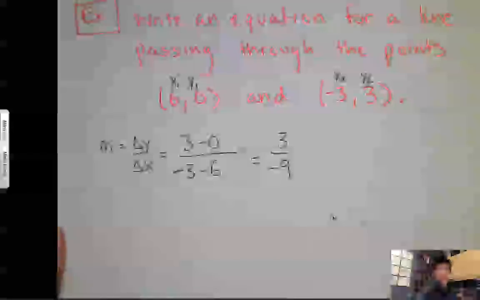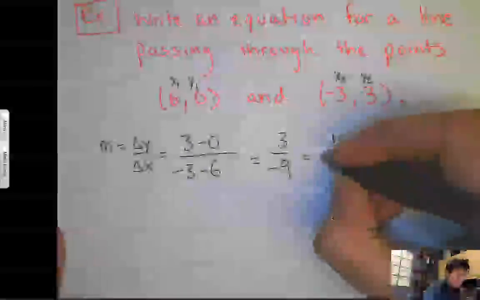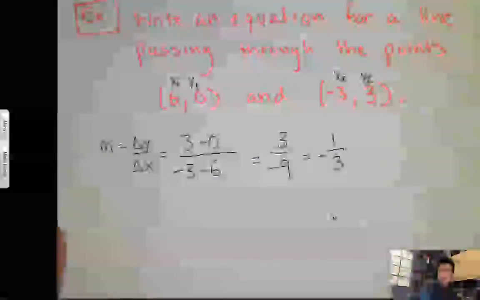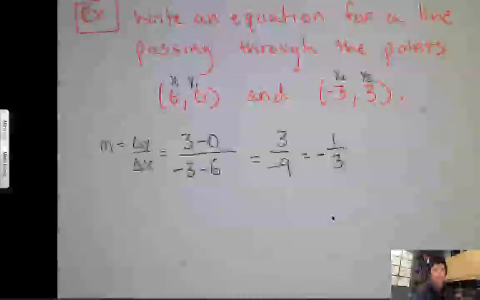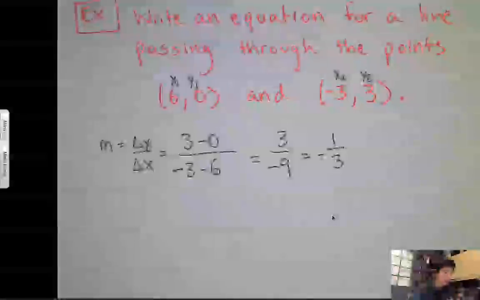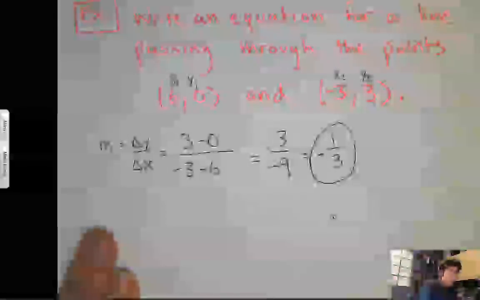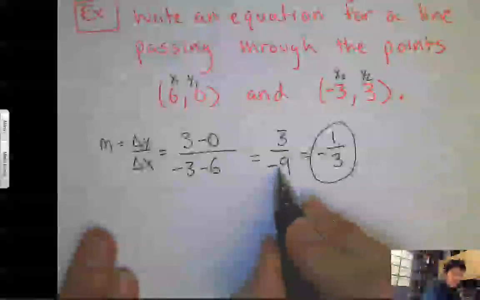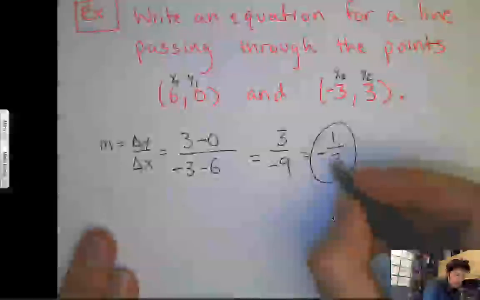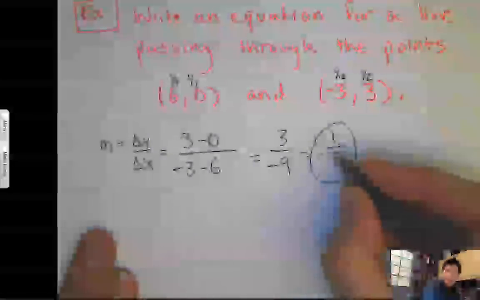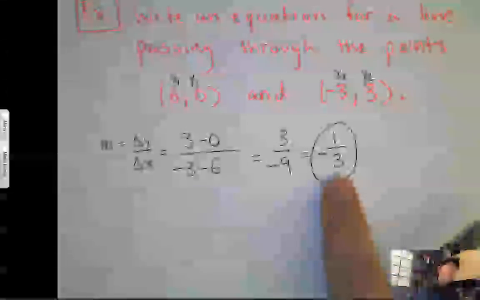And 3 negative ninths can reduce down to a negative 1/3. But I can't really do more with it past that. I can make it a decimal, but in the equation world with lines, we don't really want a decimal. It's not going to help us that much. So I'm just going to leave it like that. And my negative sign, although it was with the 9, you technically with a fraction can put the negative wherever you want. It can be down with the 3, up with the 1, or out in front of the whole fraction. It all means the same thing. So I'm going to say my slope is negative 1/3.